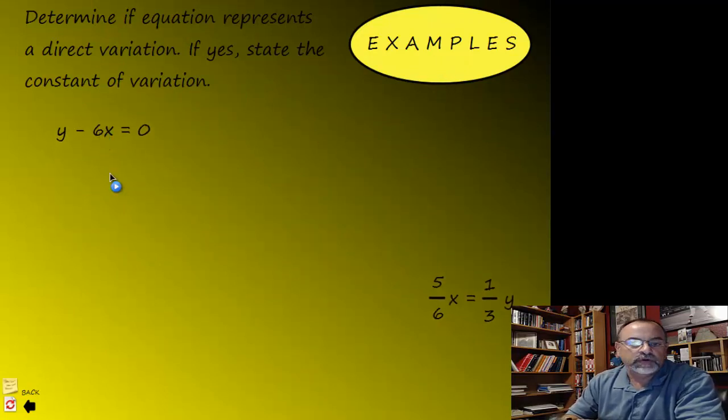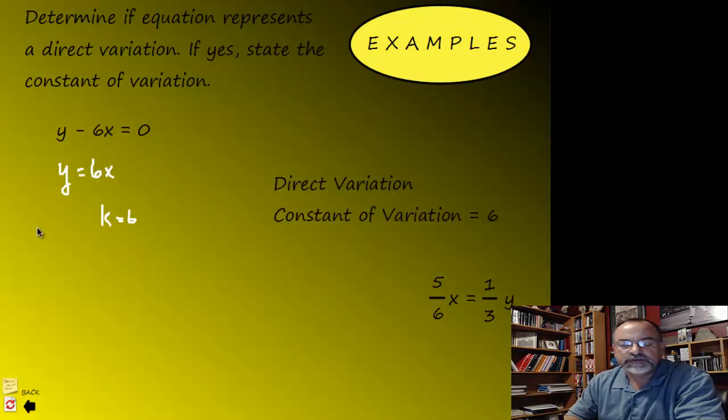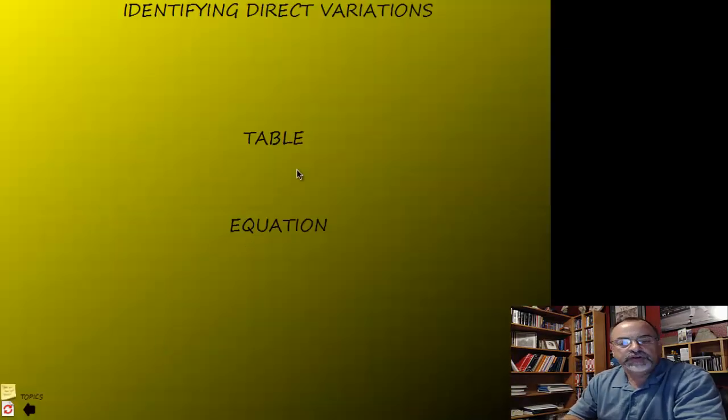Alright, let's do one more here. y minus 6x is equal to 0. We solve it for y equals, and we have plus 0 out here, which means we don't have to write it. There is no b, so this is a direct variation, and the constant of variation is 6, because that's the slope of this linear equation. So you can use either tables or equations to determine whether they're direct variations, and that's what we want to be able to do in this first lesson.